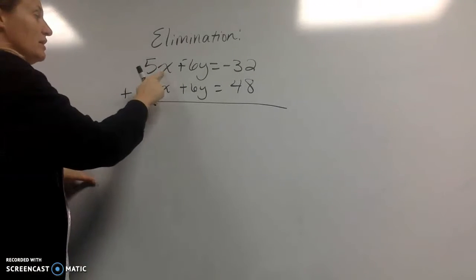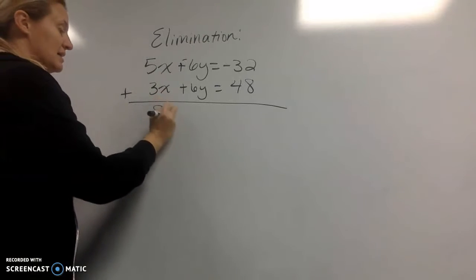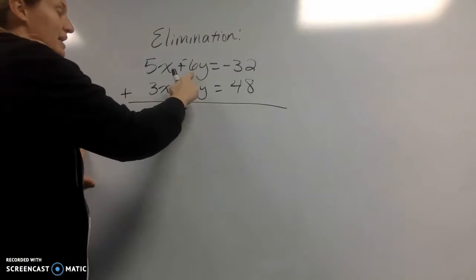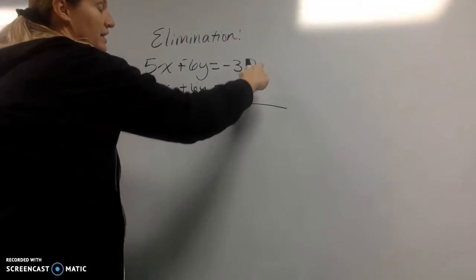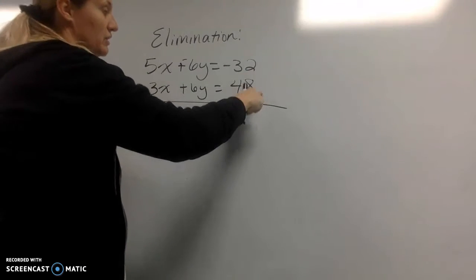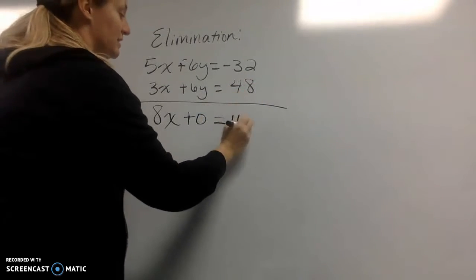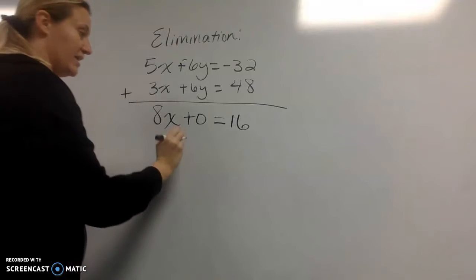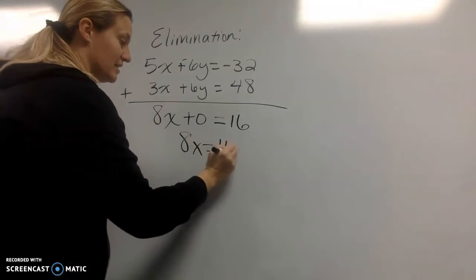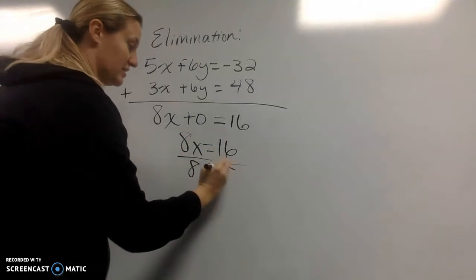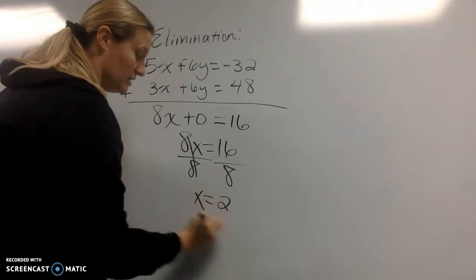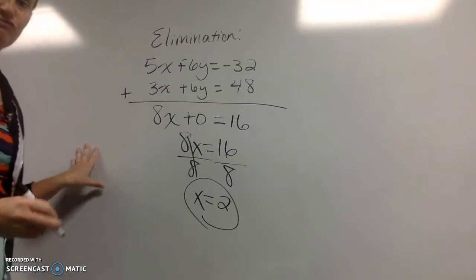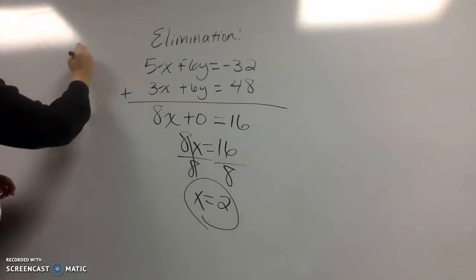So now 5x plus 3x is 8x. Negative 6y plus 6y is 0. Negative 32 plus 48 is 16. 8x plus 0 is just 8x. So now this is a one step, I can solve very quickly to get that x equals 2. So now I have x equals 2.